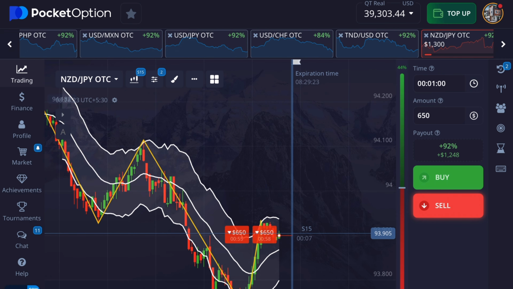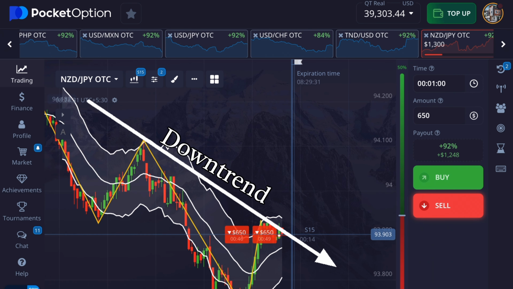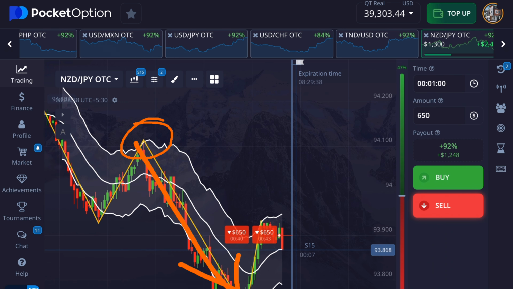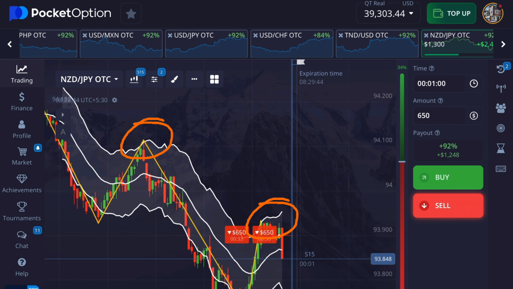So this time, I have placed a double entry at $650 in the downward direction because there is an overall downtrend movement going on here. After touching the upper Keltner line, the market again starts flowing in the downward direction. And this time, also the market is flowing in the downward direction from the upper line. So this was a good opportunity for me.